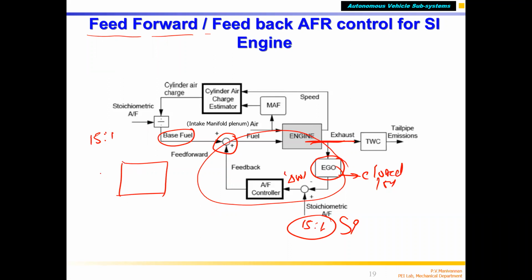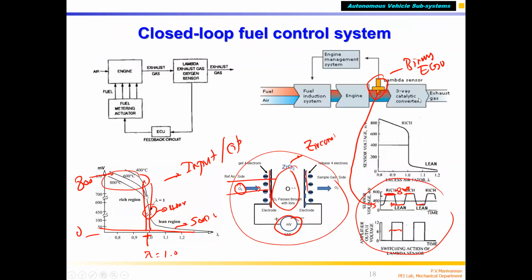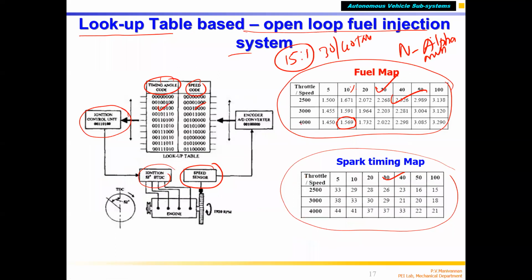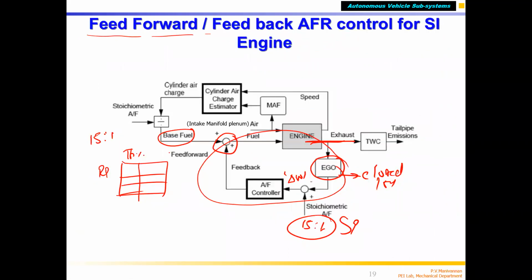Lookup table, what is that? Engine throttle percentage versus RPM. We already saw this table. This table is for open loop. Generally in most actual engines, you have a base fuel pulse width. I told you, if I want to maintain 4000 RPM at 10% throttle in the particular engine on which I did experiments, we are supposed to inject for 1.569 milliseconds. The injector should open for 1.569 milliseconds.